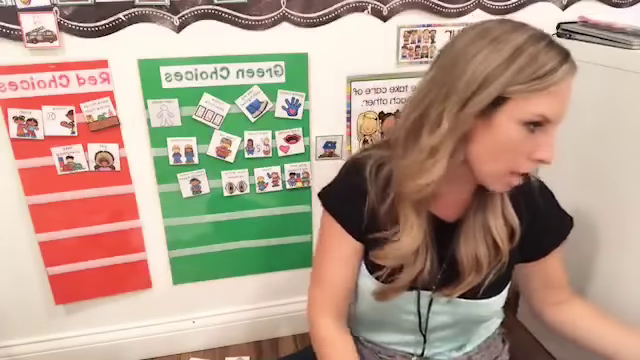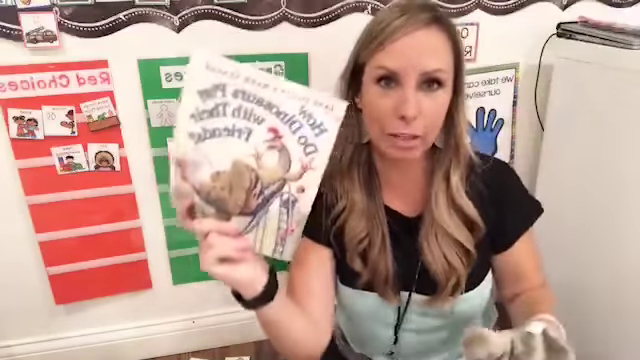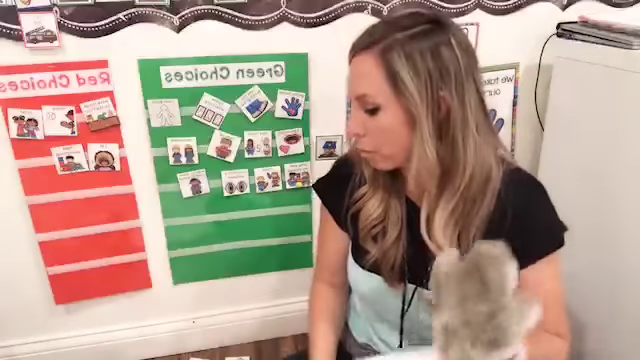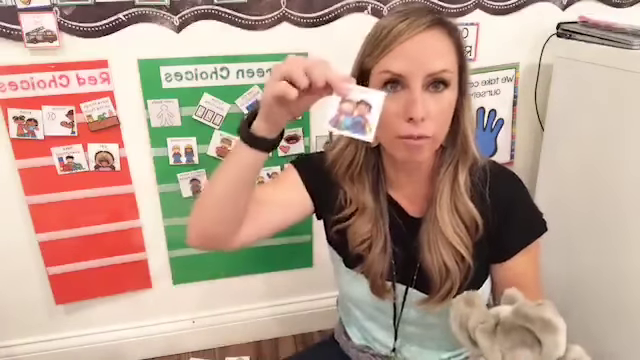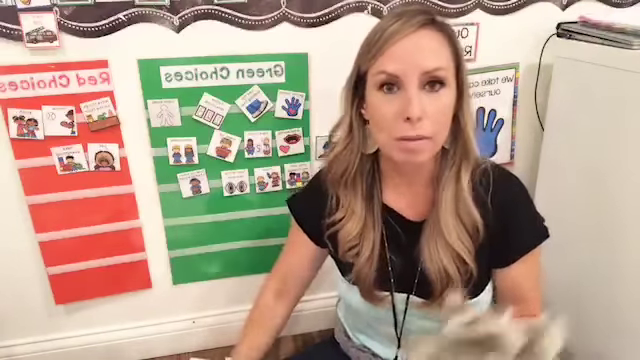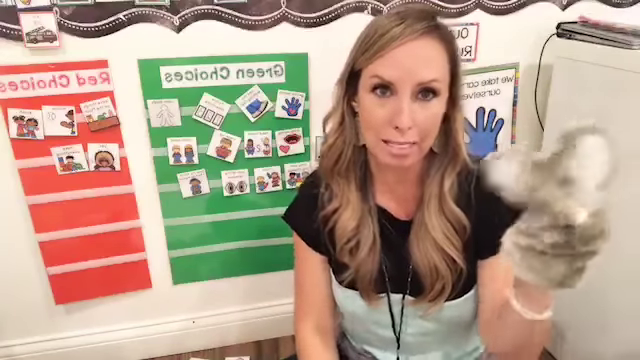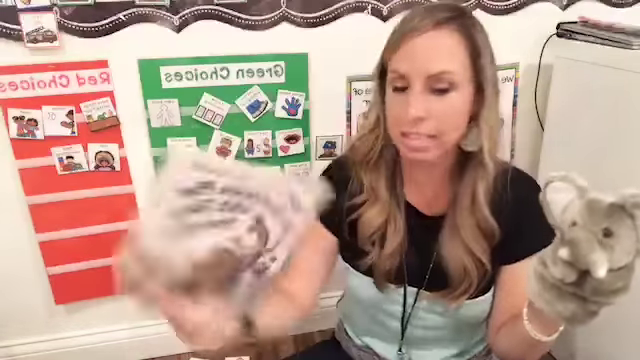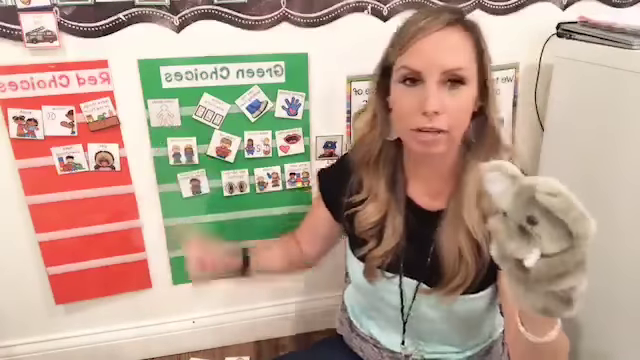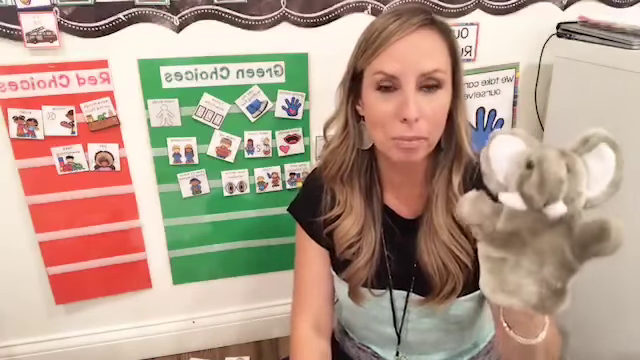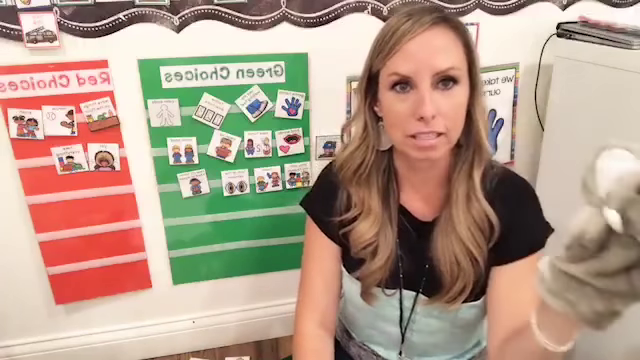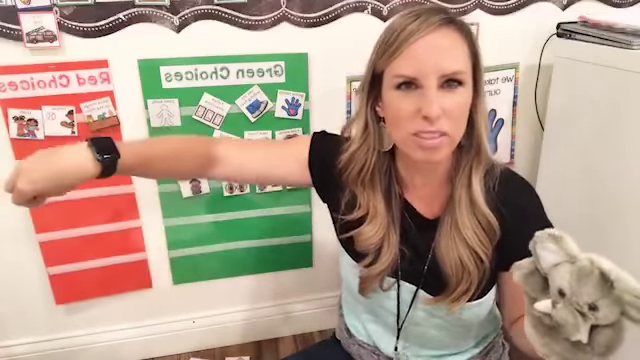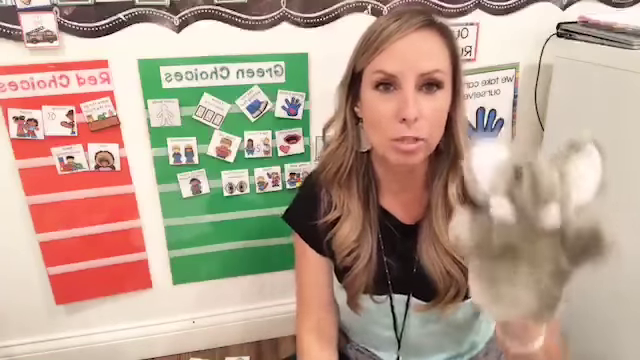So maybe you read How Do Dinosaurs Play with Their Friends? And maybe you want to practice or act out some of the green choices the dinosaur made, or some of the green choices they made during the day today. So give everybody a puppet, and you can practice having a calm body. So you can be like, okay, everybody practice your calm body. My elephant has a calm body. But again, you don't want them to practice red choices because you never want them to do a red choice on purpose. So they can practice with the puppets.